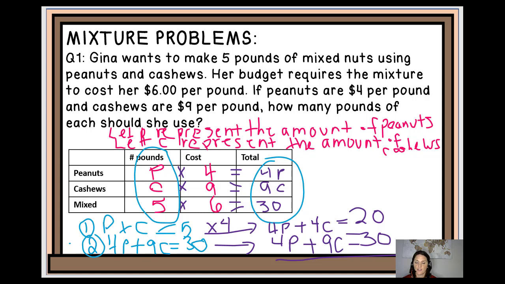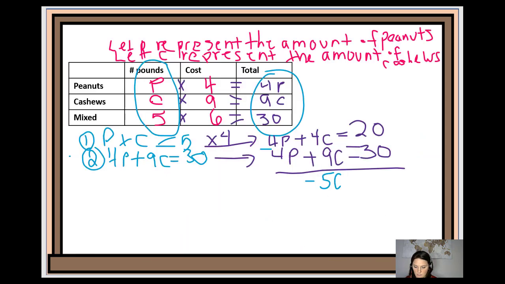And the next equation, nothing changed, so 4P plus 9C equals 30. Okay, let's go ahead and subtract the 2 equations. When we subtract, we have negative 5C equals negative 10. Next, we're going to divide both sides by negative 5. So C is 2. That means we need 2 pounds of cashews.